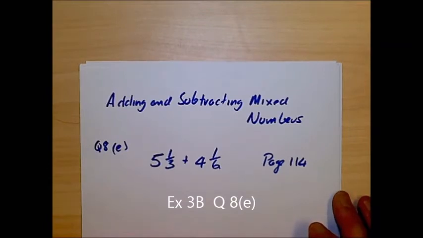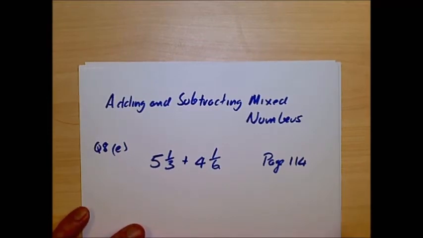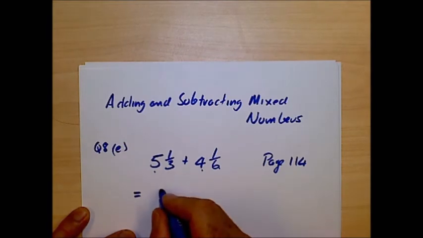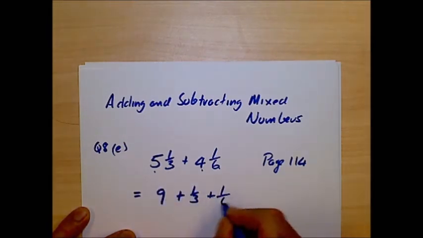Let's look at another problem where we're adding mixed numbers. Now there's more than one way to add fractions with mixed numbers. For example, we can add the whole parts first and then we can add the fractional part. So one way to do this would be to simply say, well, I've got 5 whole parts and 4 whole parts. That would be equal to 9 plus 1/3 plus 1/6.